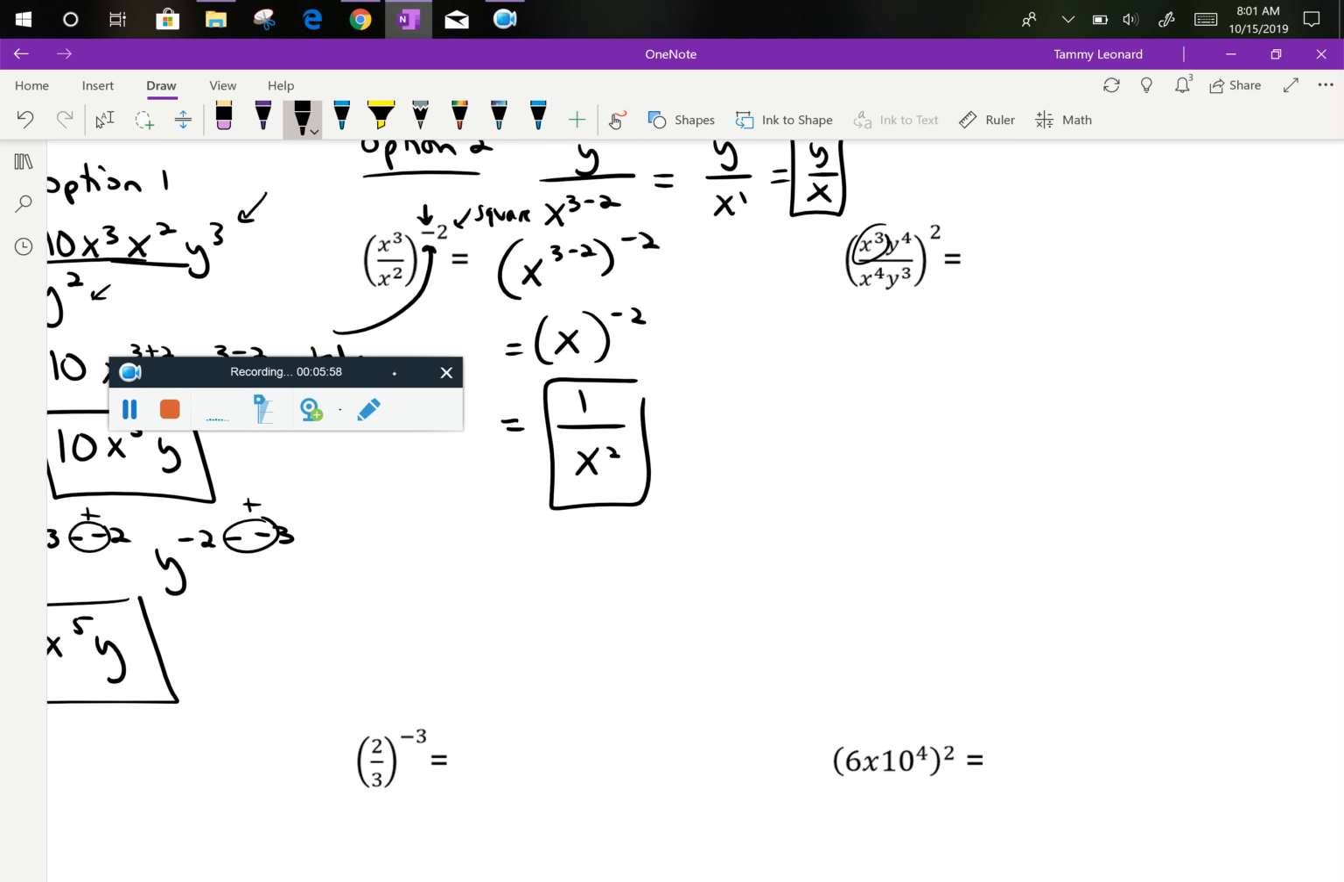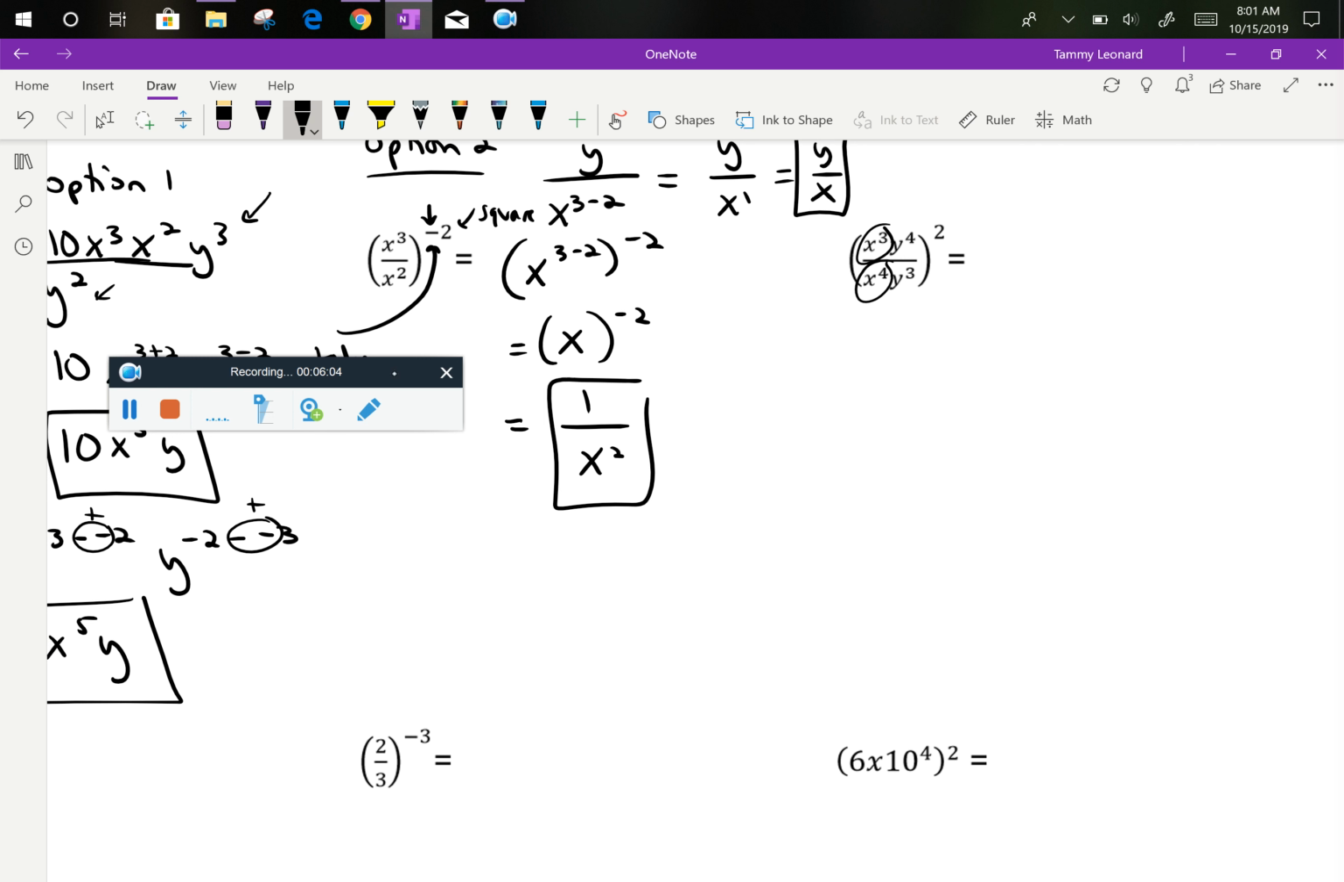In our next problem, it becomes really important that we simplify inside the parentheses before we apply the square. Notice you have an x cubed and an x to the 4th. I prefer the method where I think about where there are more. There are more in the denominator, so I'm going to say, okay, this is x to the 4 minus 3 in the denominator. For the y's, there are more in the numerator, so it's y to the 4 minus 3 in the numerator. And then I'm keeping track of the fact that that whole thing is being squared.